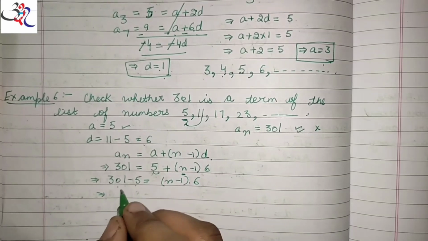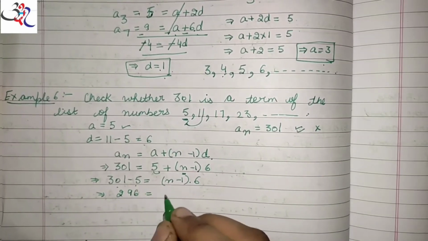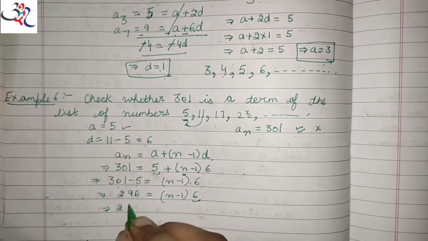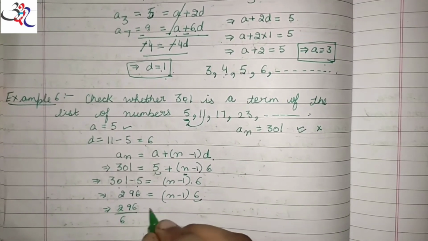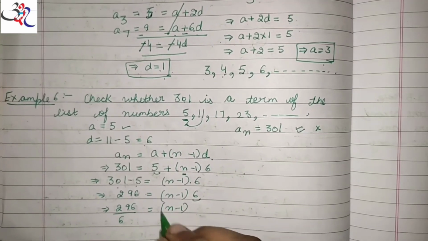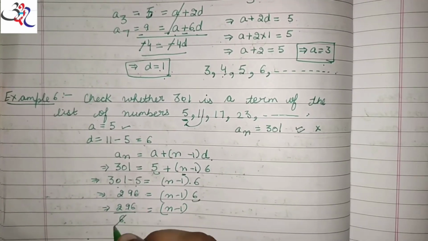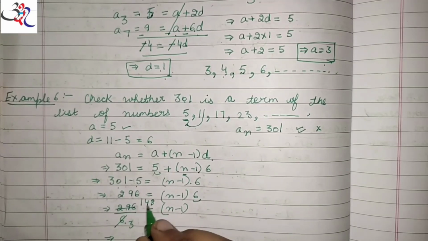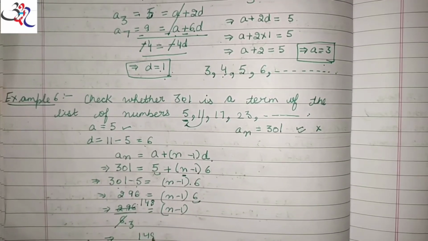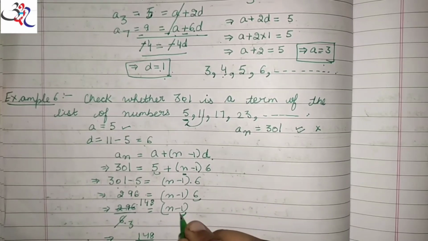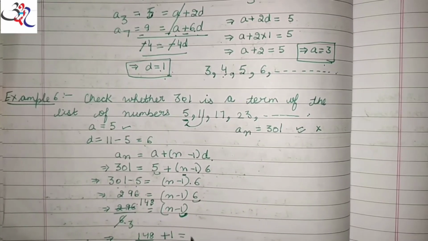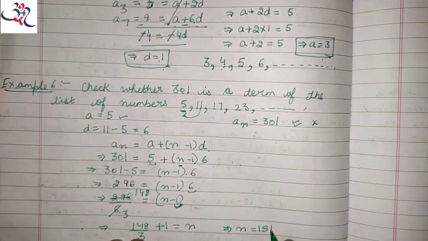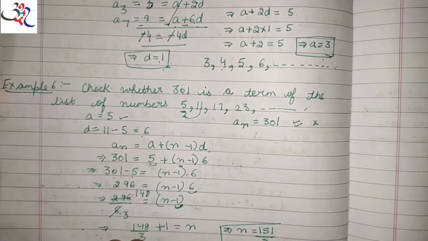So 301 minus 5 is equal to n minus 1 into 6. So I will get 296 is equal to n minus 1 into 6. This 6 is multiplied here, so it will go to the denominator and it will become 296 by 6. Now it will not get cancelled out further; it will become 148 by 3. This is minus 1 and it will become plus 1 on the other side. So after solving this value, you will get your answer as 151 by 3.